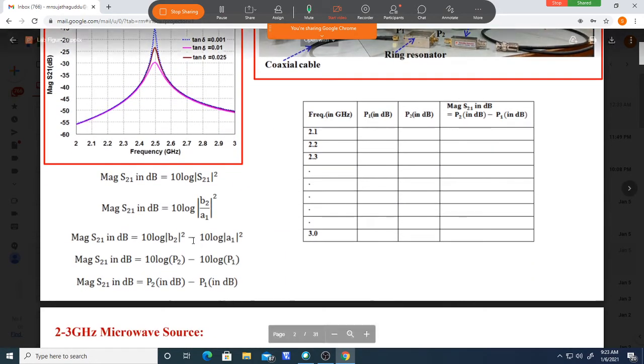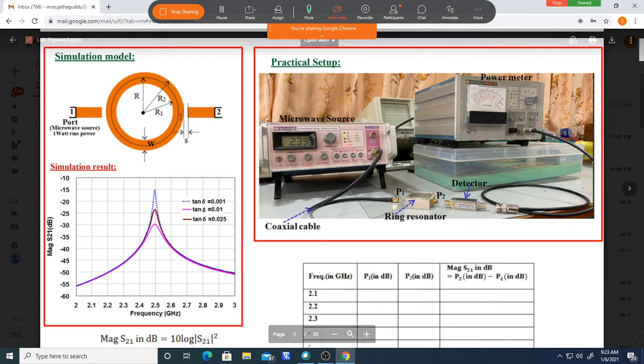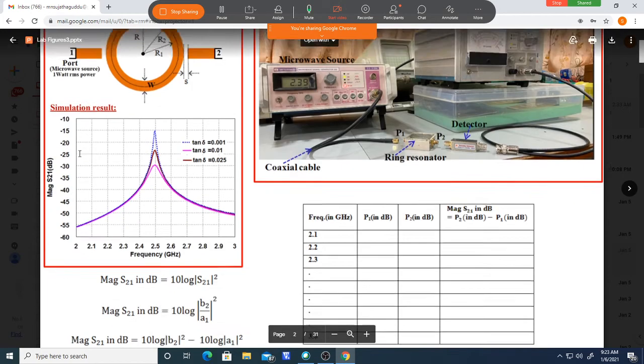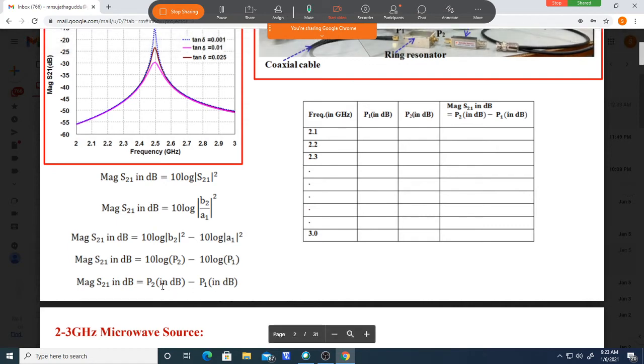And what is 10 log of A1 magnitude square? That is the power incident at port 1. That is P2, and this is P1. So P2 in dB, P1 in dB.